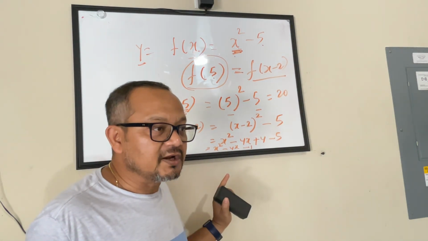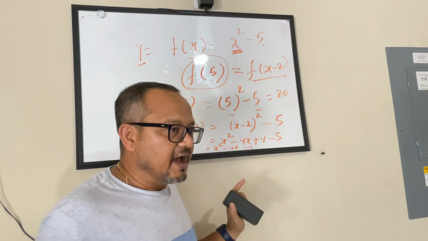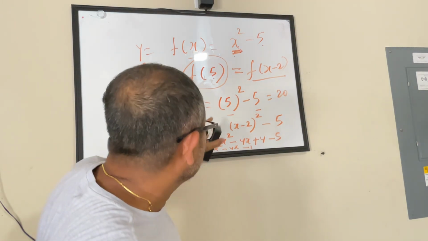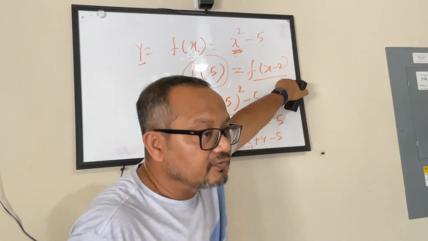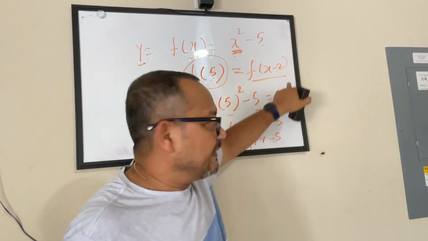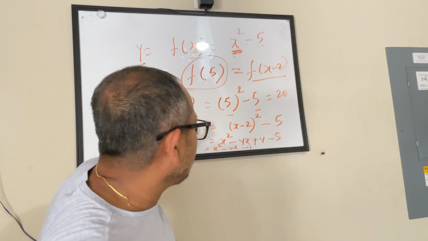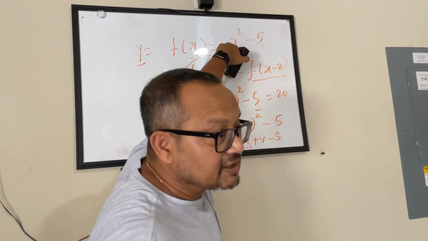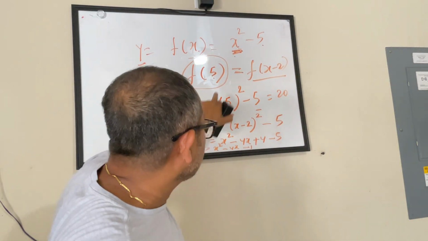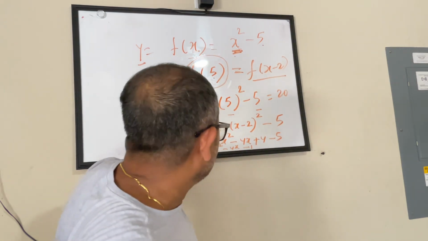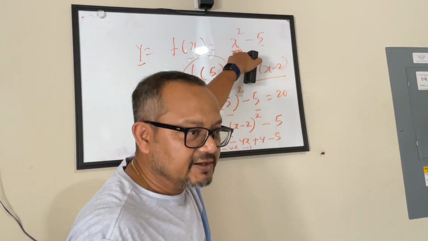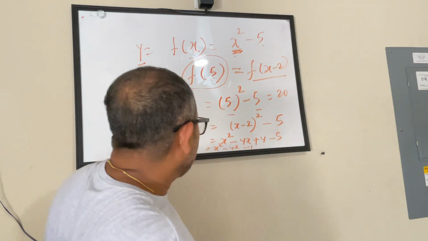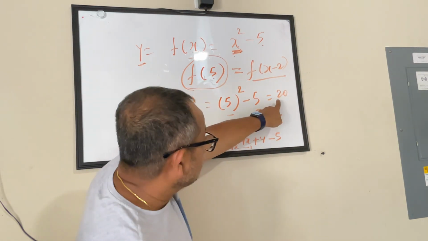Everybody with me so far? I have not done anything complicated. I have just substituted x with whatever I have been asked for the function. When I had function of 5, I put 5 in place of x. When I had to find function of x minus 2, I put x minus 2 in place of x. Now, remember these values.